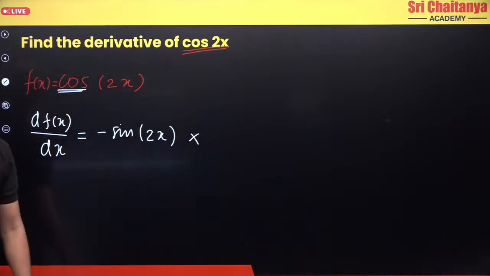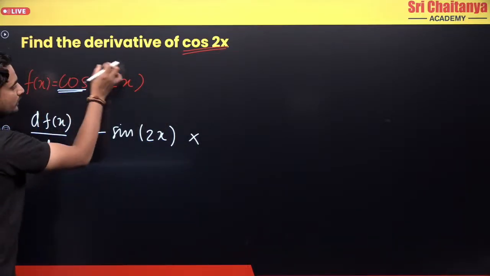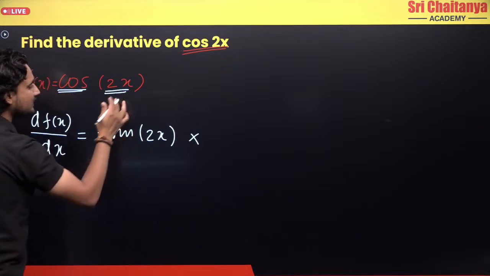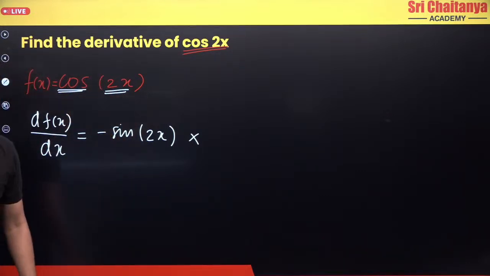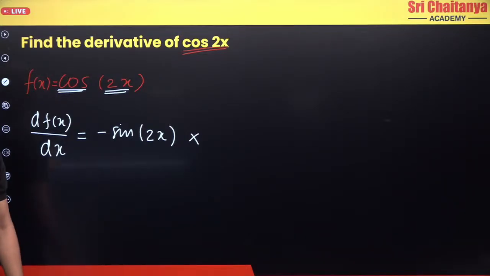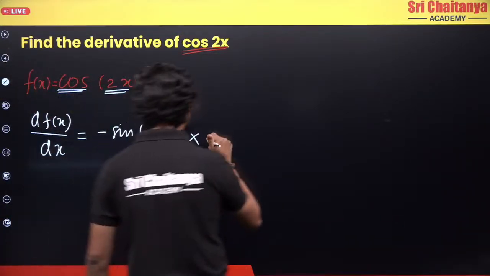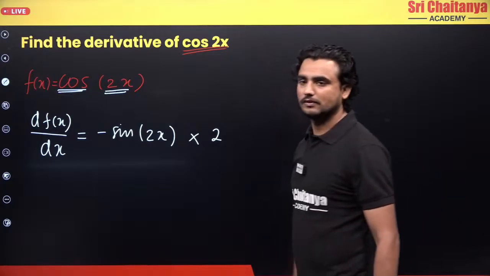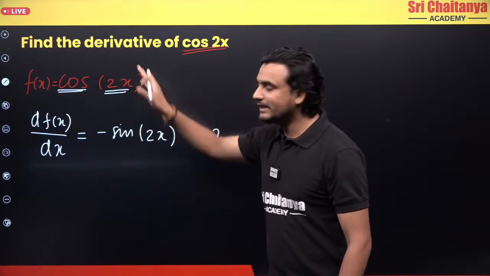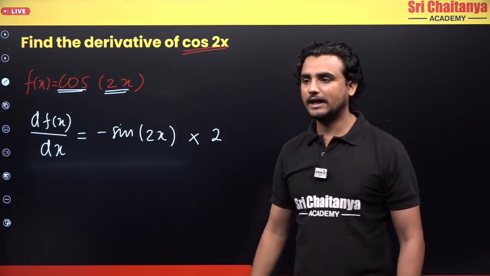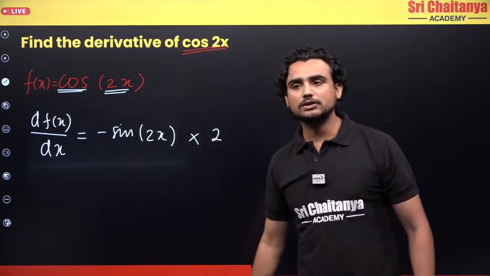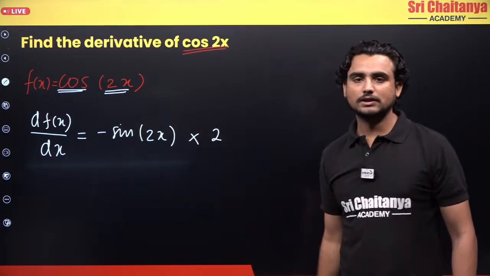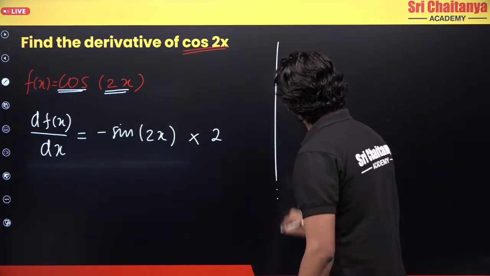Now the second step: what is the second function you can see? If you go inside, this 2x is my second function. What is the differentiation of 2x? It is 2. Is there any function inside 2x? No. I have reached the innermost part, so this is my final answer. Simple as that.